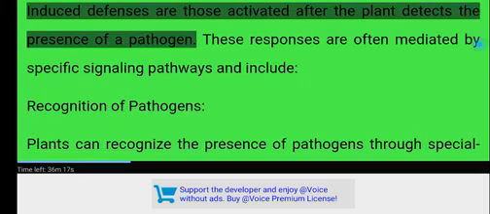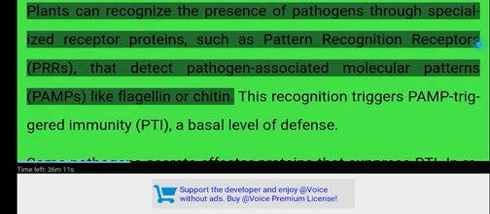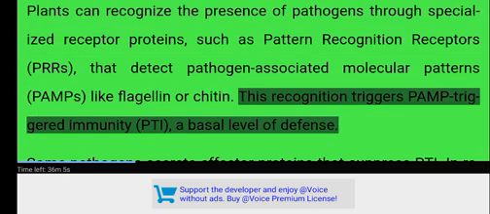B. Induced defenses. Induced defenses are those activated after the plant detects the presence of a pathogen. These responses are often mediated by specific signaling pathways and include recognition of pathogens. Plants can recognize the presence of pathogens through specialized receptor proteins, such as pattern recognition receptors (PRRs), that detect pathogen-associated molecular patterns, PAMPs, like flagellin or chitin. This recognition triggers PAMP-triggered immunity (PTI), a basal level of defense.